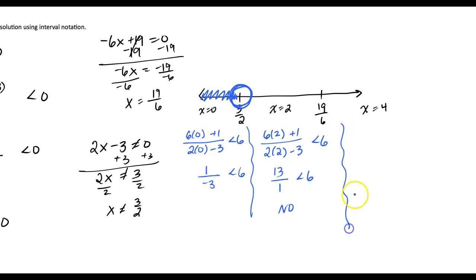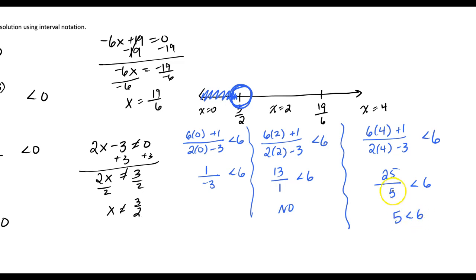Checking with a 4, 6 times 4 plus 1 over 2 times 4 minus 3, is that less than 6? So 24 plus 1 is 25, and then 2 times 4 is 8, and 8 minus 3 is a 5. That came out pretty nice. So 25 divided by 5 is a 5, and 5 is less than 6. We'll shade in that region.